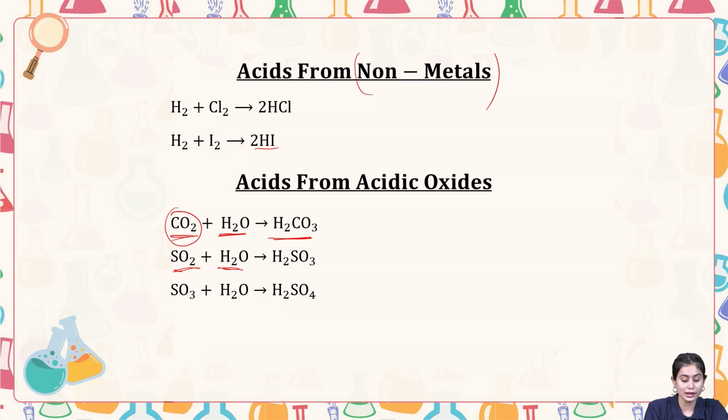Another, SO3. When SO3 reacts with water, it will form H2SO4, your proper sulfuric acid. Next is what? P2O5, phosphorus pentoxide, reacting with water to form phosphoric acid. Let's review the reaction. P2O5 plus 3H2O gives 2H3PO4.